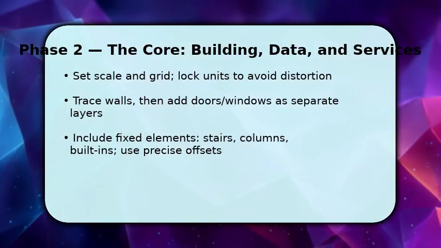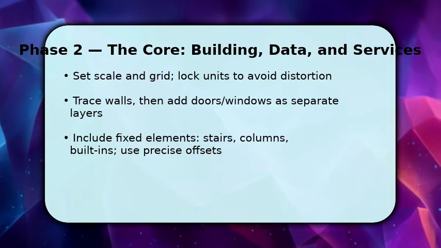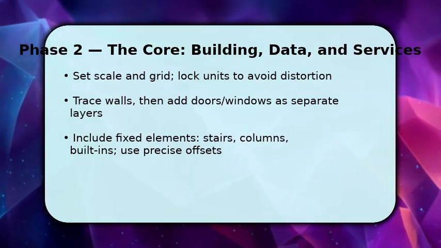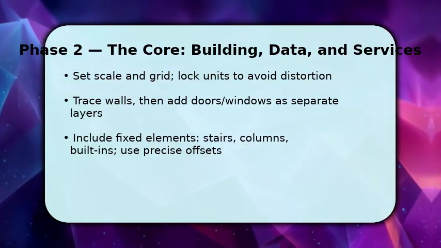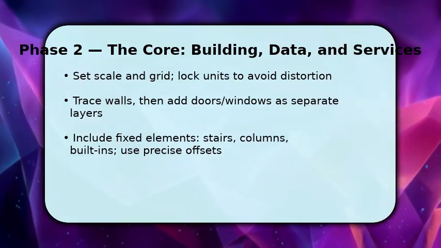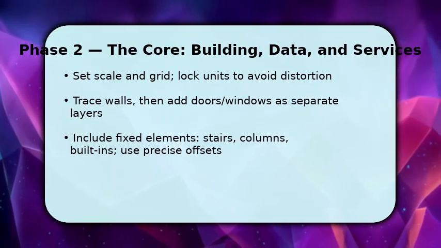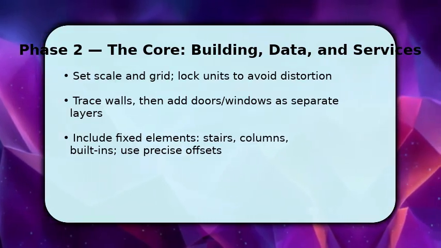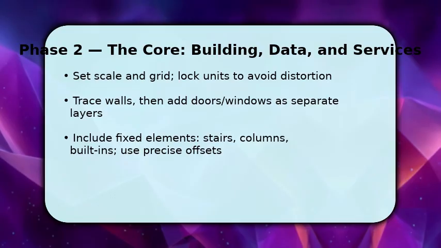You now convert your scans into a structured drawing. Begin by setting the scale and activating a grid to snap elements cleanly. Trace exterior and interior walls on a dedicated layer, then create separate layers for doors and windows so edits won't break geometry. Use measured offsets for wall thickness and clearances.